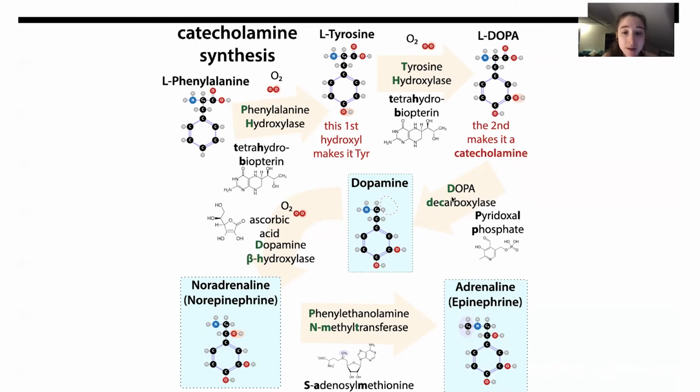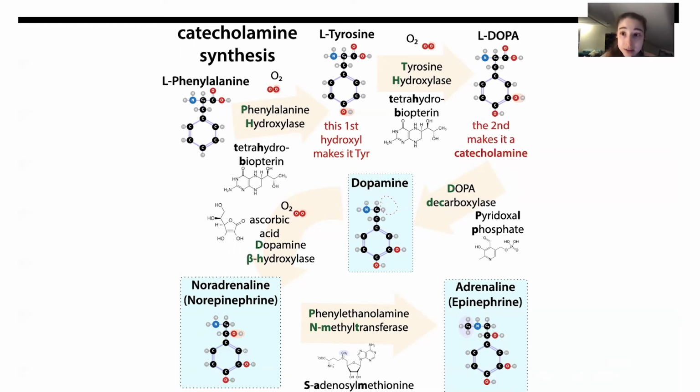And this DOPA decarboxylase, this DDC, also decarboxylates other aromatic amino acids. So remember, aromatic means it has these rings. And because of this, another name for it is aromatic amino acid decarboxylase, or AADC. Okay, but the result is you get dopamine. And some cells in the brain, in a part called the substantia nigra, will stop there. They'll use dopamine as a neurotransmitter. And this is involved with reward responses.